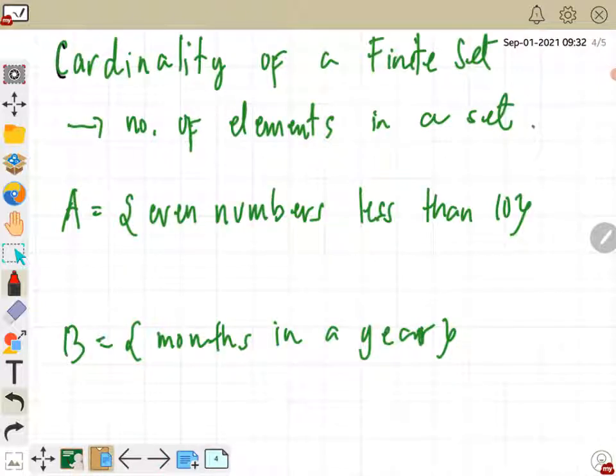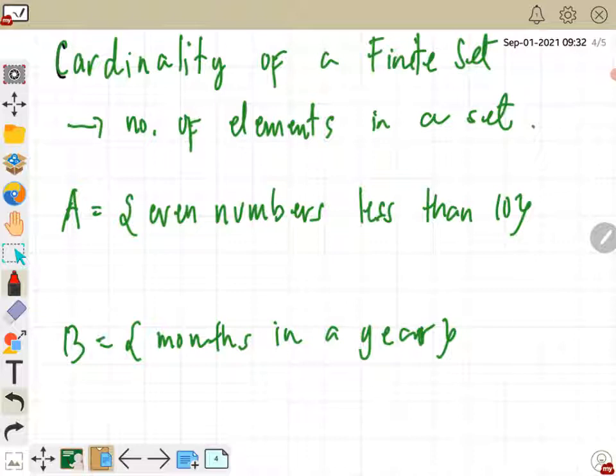So when we say cardinality of a finite set, the word cardinality is simply the number of elements in a particular set. So we need to count how many elements there are in a set, and that number is what we call the cardinality of that set. Of course, there is no cardinality of an infinite set because obviously we cannot count the elements in an infinite set. So cardinality applies only to finite sets.